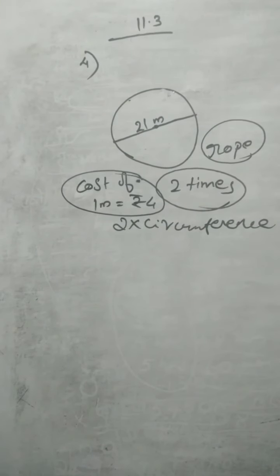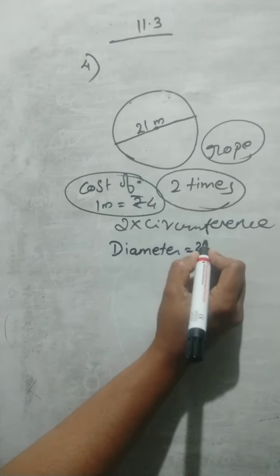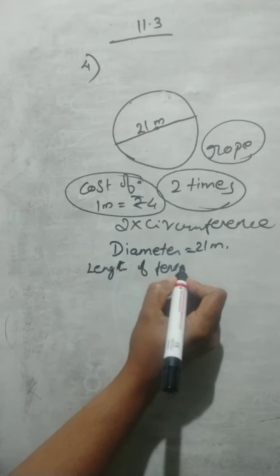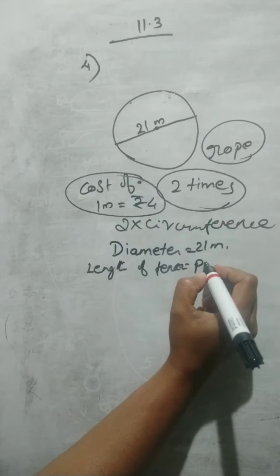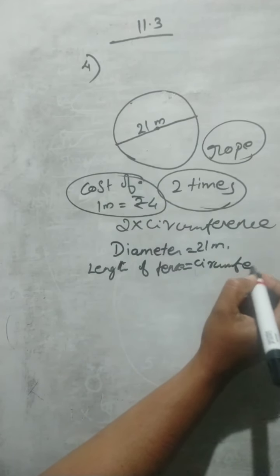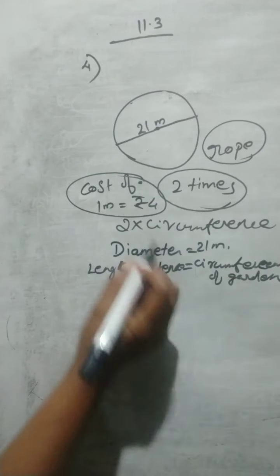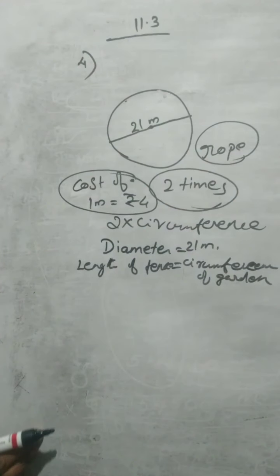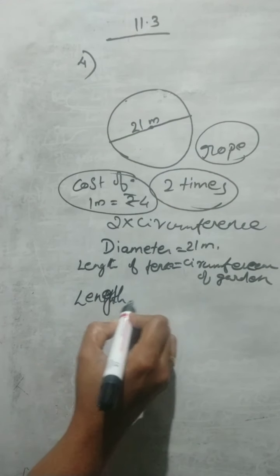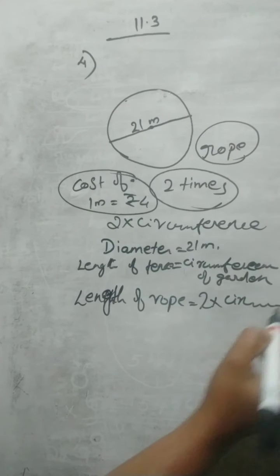So it is given that the diameter is equal to 21 meters. Then the length of fence is equal to the perimeter of the garden, or circumference. We can write here circumference of garden. Why? Because this is in the shape of a circle. Then the length of rope will be 2 times the circumference of this garden.